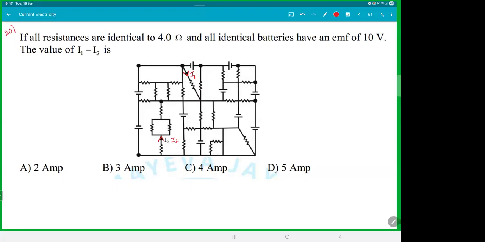Yeah, let's solve this. Hope everyone got the answer. Cams on everyone. So what is the answer for this?